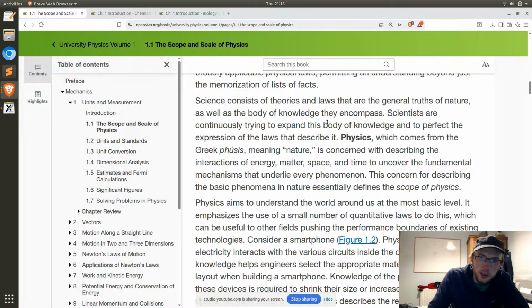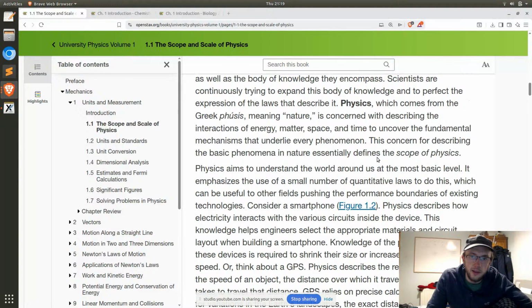Scientists are continuously trying to expand this body of knowledge and to perfect the expression of the laws that describe it. Physics, which comes from the Greek physis, meaning nature, is concerned with describing the interactions of energy, matter, space, and time to uncover the fundamental mechanisms that underlie every phenomenon. This concern for describing the basic phenomena in nature essentially defines the scope of physics. Right, so physics is not about your love life or what it's like to be a bat, something like that. It's connecting these phenomena to each other.